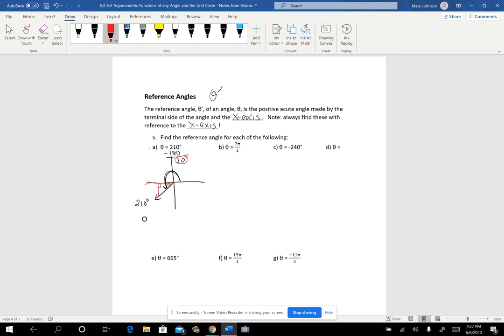Now, you shouldn't just memorize what to subtract. You should picture it to decide what to do, because there's a lot of variability about where these angles wind up being, and you need to be able to look at it to see how to determine your theta prime. So that would be theta prime right there, okay? So theta prime would be 30 degrees when theta is 210. That would be your reference angle, okay?